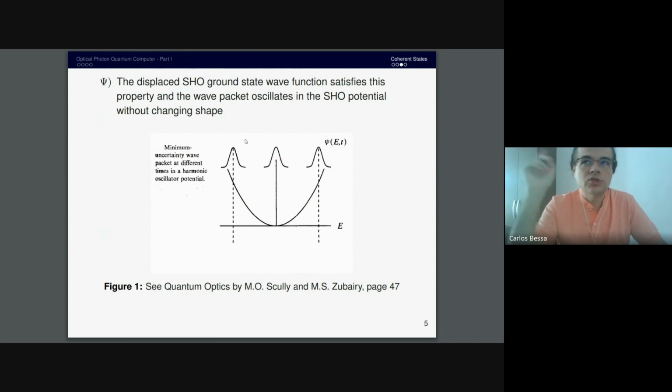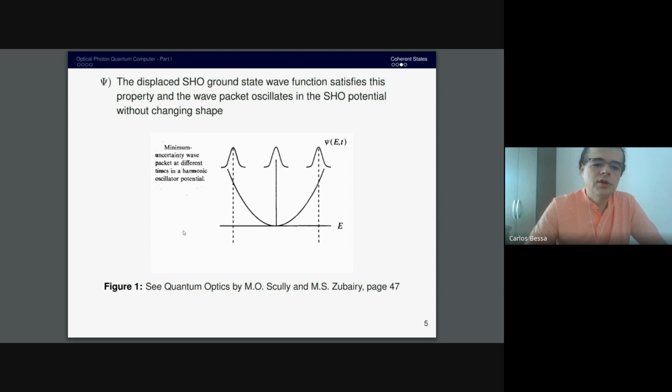Because in the next lecture, my idea is to give some properties. Today we will study the basic theory behind the coherent state, and next we'll see some consequences and apply them to quantum computation.